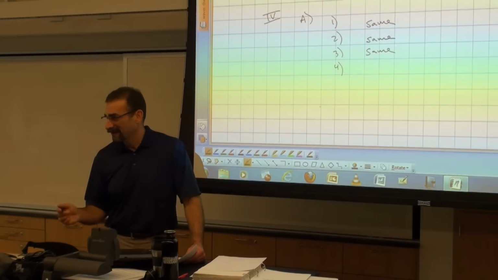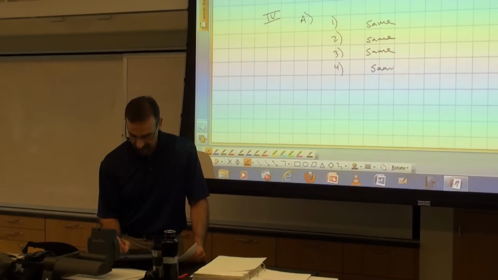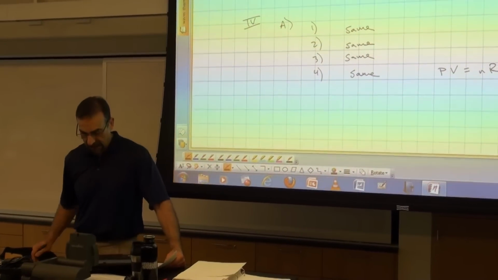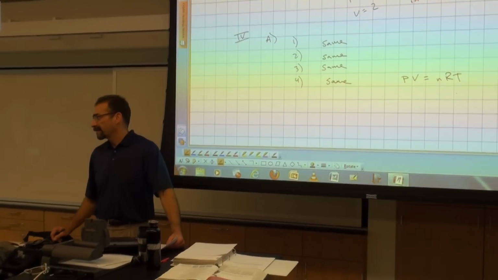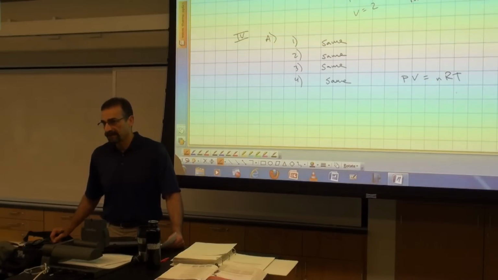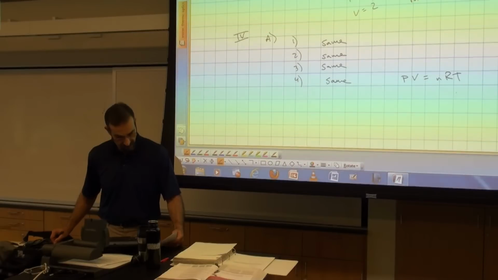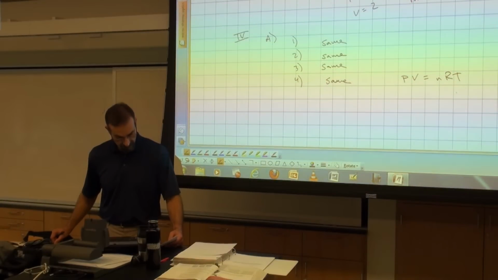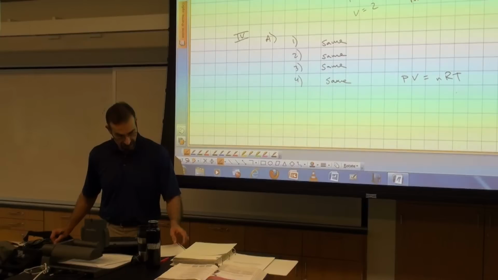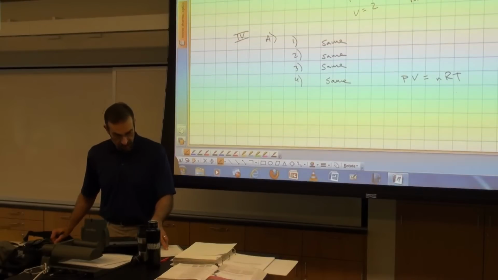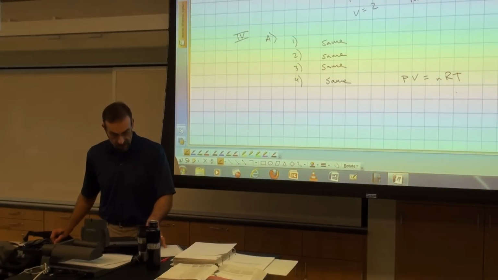What is it? Same? Because P, V, R, and T are the same, so n has to be the same. So it says a student looks up the molar masses and finds the values 2 grams for hydrogen and 32 grams for oxygen gas.